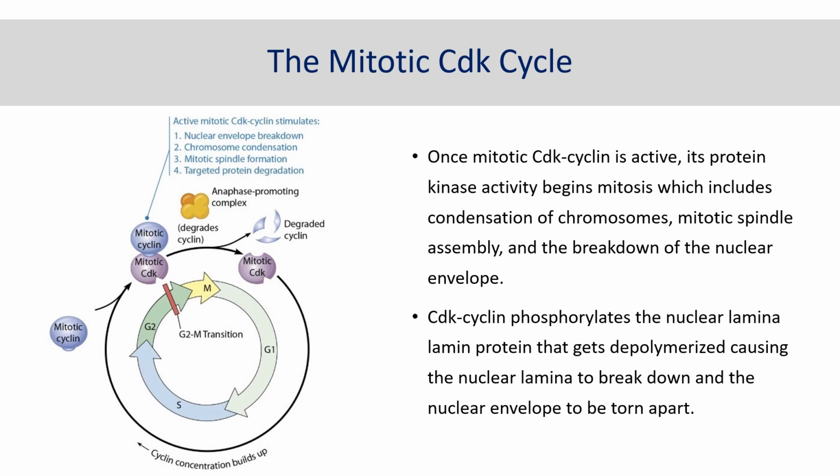So this is a slide of the mitotic CDK cycle. And so once the mitotic CDK cyclin is activated, its protein kinase activity begins mitosis that causes the nuclear envelope to break down by phosphorylating the nuclear lamina that depolymerizes the lamina protein, causing the lamina to break and the envelope to be torn apart. And the chromosomes also start to condense and become visible, and the mitotic spindles begin to form, and the cyclin is then targeted and gets broken down and degraded.